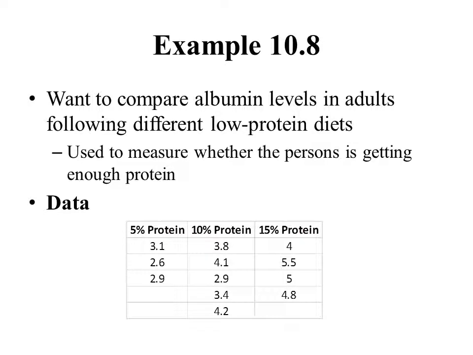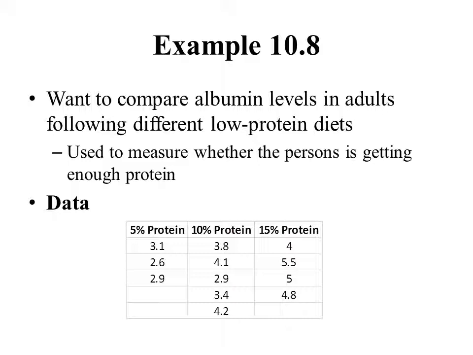Now what we've done here is we got 3 different diets. We've got one that we call a 5% protein, a 10%, and then a 15%. And so the first person on the 5% protein diet had an albumin level of 3.1. The second had a 2.6, and so on and so forth. So these numbers are the albumin levels of these different patients on the different diets.